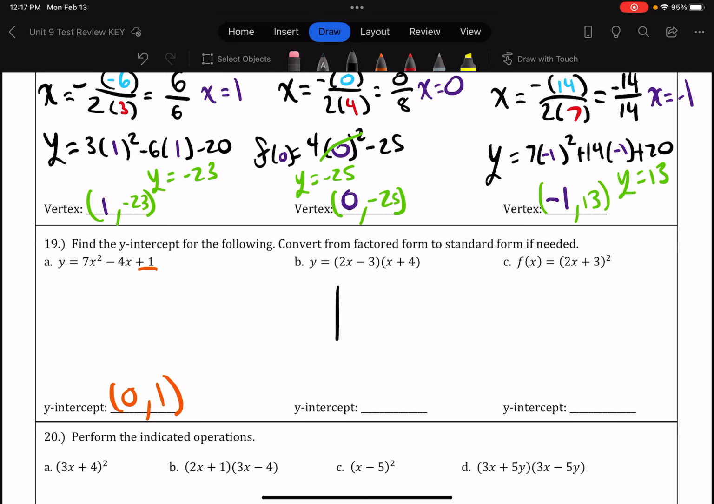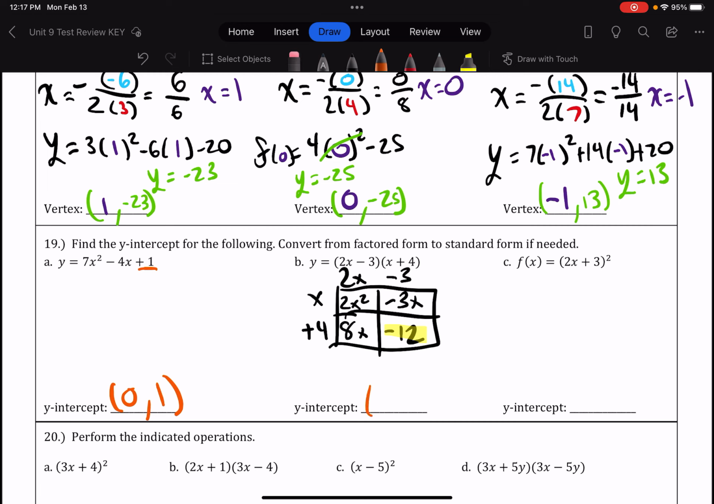The second one, I'm going to need to use the box method to convert it. So I've got 2x minus 3 multiplied by x plus 4. That's going to give us 2x squared minus 3x, and then plus 8x and negative 12. And guys, I'm going to show you a little trick with this one. Once you get the box method, I'm looking for my constant. So my only constant term is this negative 12. So my y-intercept is going to be at 0, negative 12.